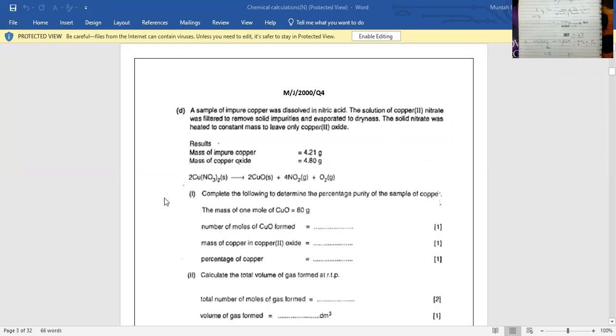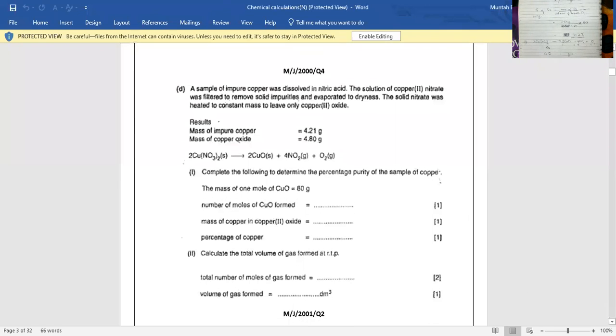So have you done the number of moles of gas, the next part 2? Yes, miss. Okay, then a real quick recap. How do we calculate the number of moles of gases? Real short, one sentence.